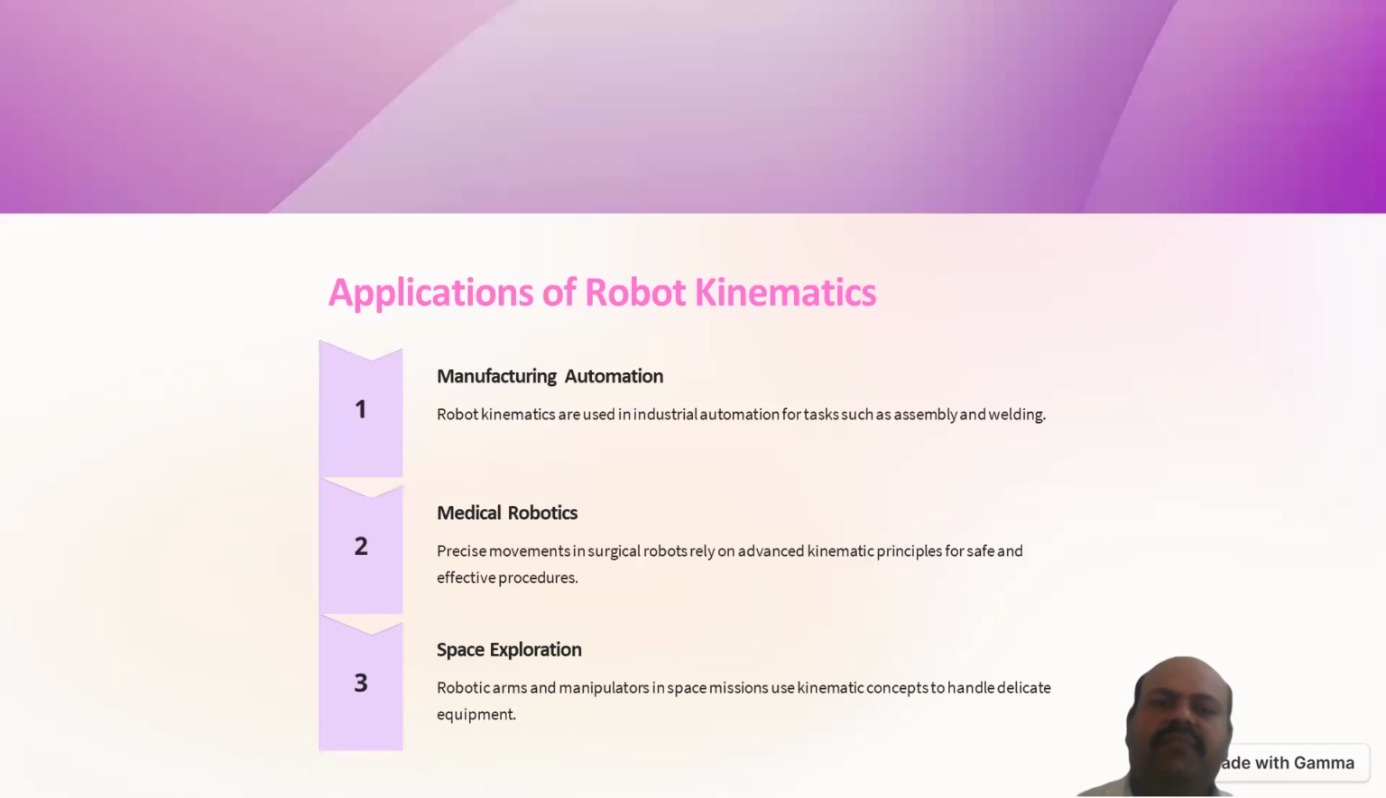What are the major applications of robot kinematics? One is manufacturing automation. Robot kinematics are used in industrial automation for tasks such as assembly and welding. Medical robotics: precision movement in surgical robots relies on advanced kinematic principles for safe and effective procedures. Space exploration: robot arms and manipulators in space missions use kinematic concepts to handle delicate equipment.